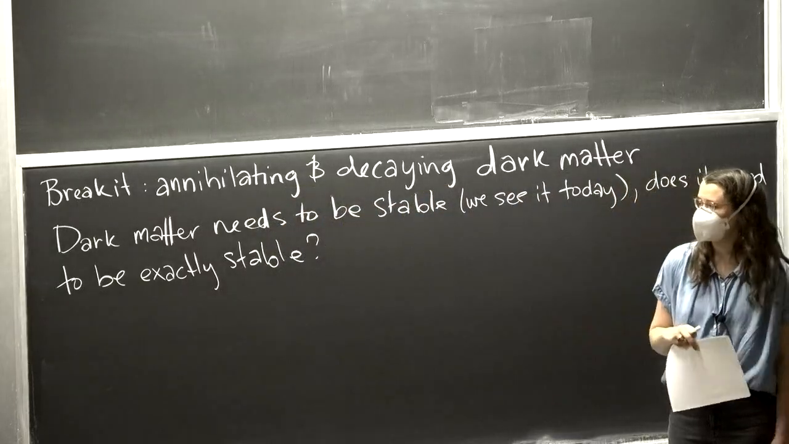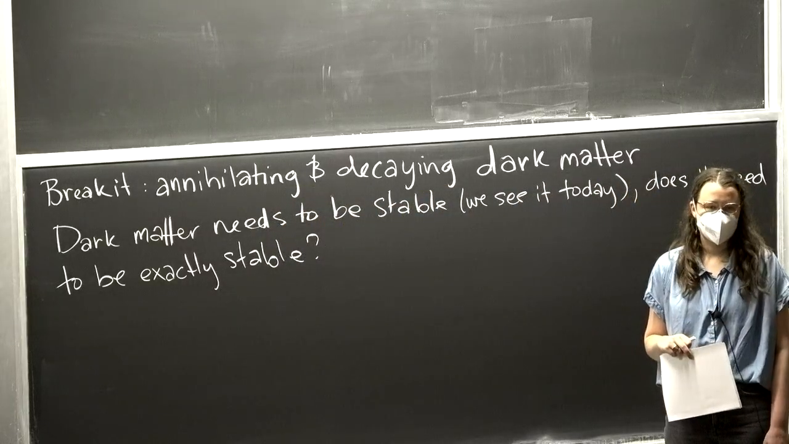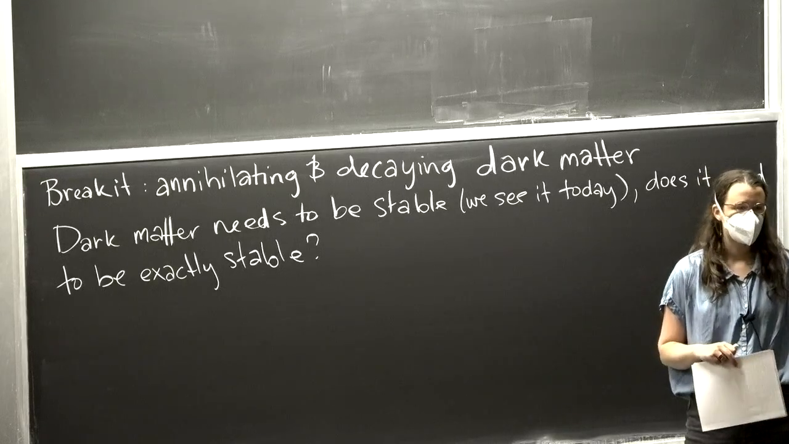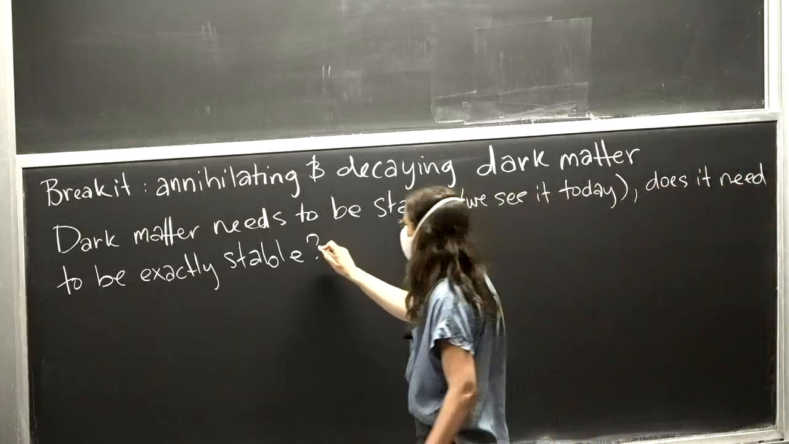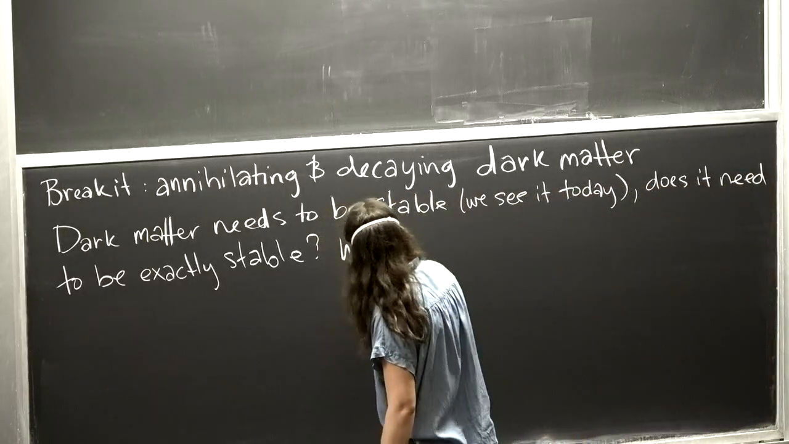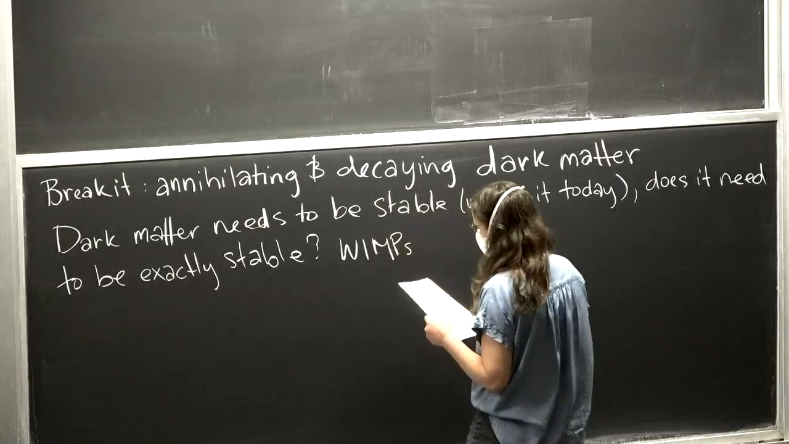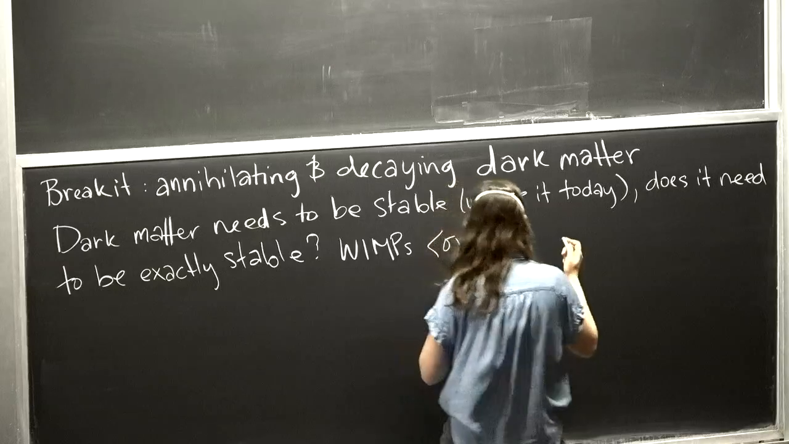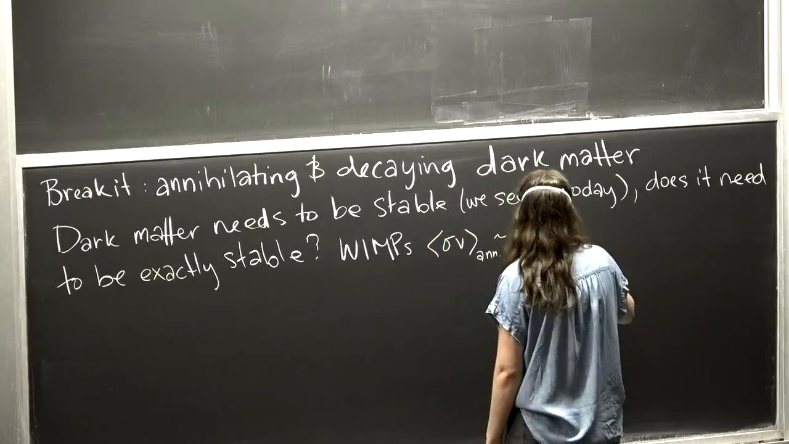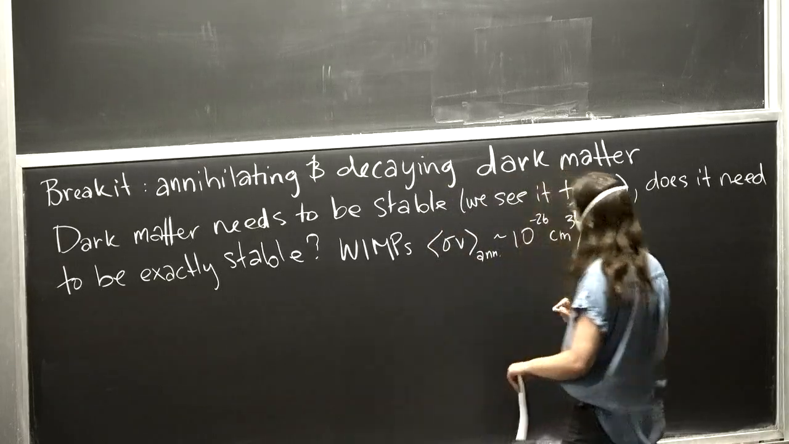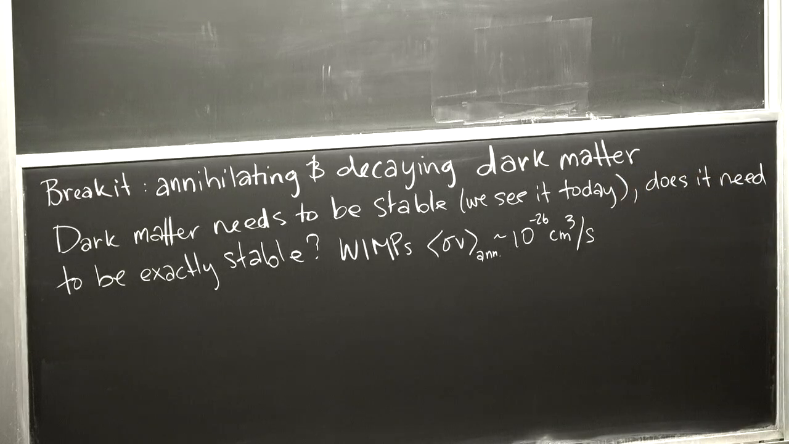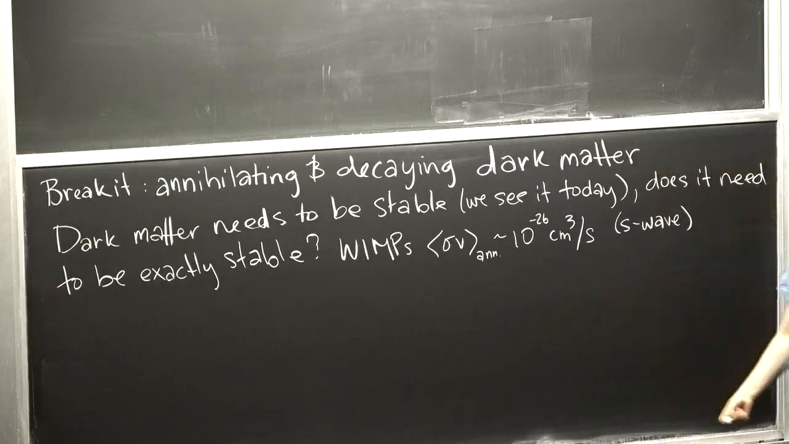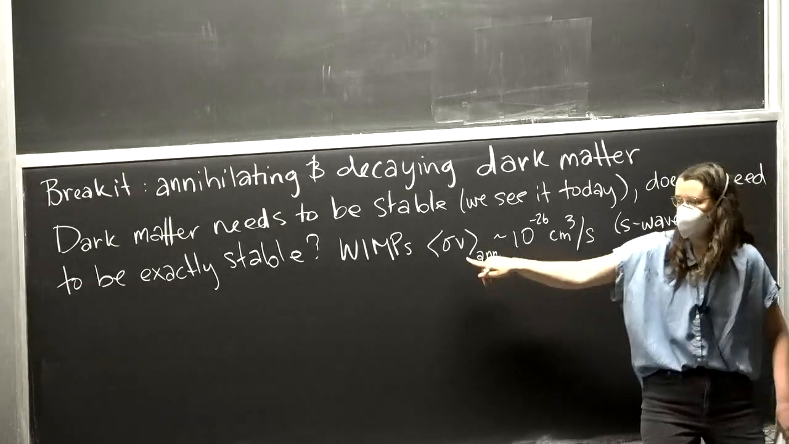I know that Tian already gave you some really nice lectures about dark matter, so I'm just going to invoke a number that I saw from her notes that she derived for you, which is the fact that WIMPs have an annihilation cross-section, so sigma v annihilation, on the order of 10 to the minus 26 centimeters cubed per second. This is assuming an S-wave cross-section, in other words, a cross-section where sigma v doesn't depend on the velocity.